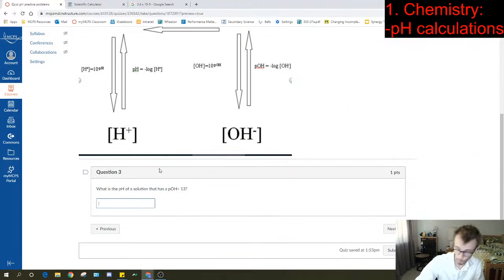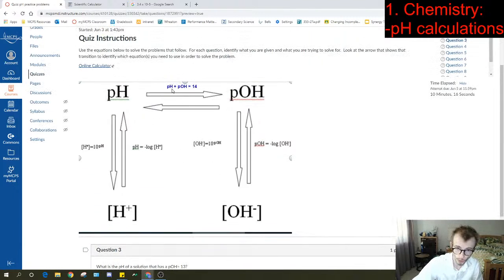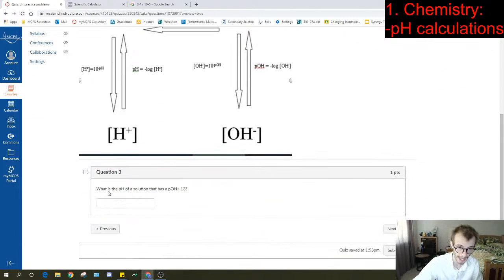So if I'm trying to find one and I already have the other, I don't have to use any log functions at all. I just have to use subtraction. So if the total is going to be 14, and in this case, one of them is already 13, well, what number do I need to add to 13 to get 14? 1. 1 plus 13 is 14. Or another way, 14 minus 13 is the number 1. So that problem's pretty easy too.